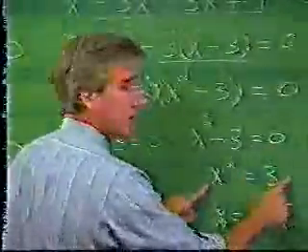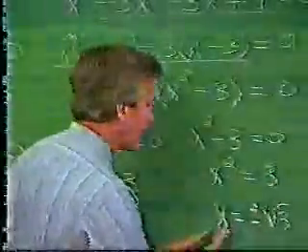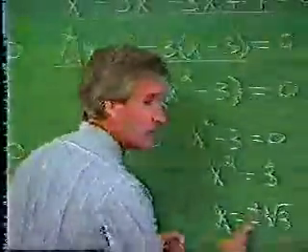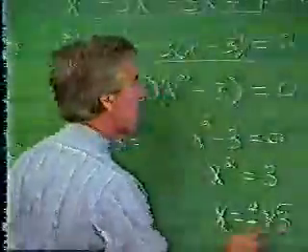Separate the x squared and the 3 and use the square root property, and we have this. So x is plus or minus the square root of 3. So here are our 3 roots.